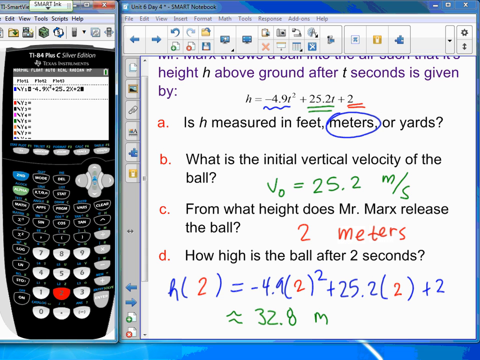After I get my function entered, I could go to my table, second graph, and see what y value is returned when x equals 2, and by golly, I get the 32.8. Everybody get it? So you can do it in your table too. Finally, we can do it graphically.